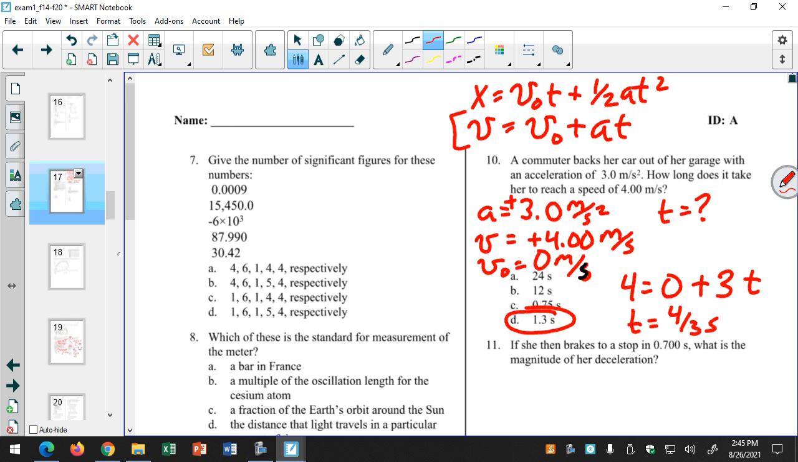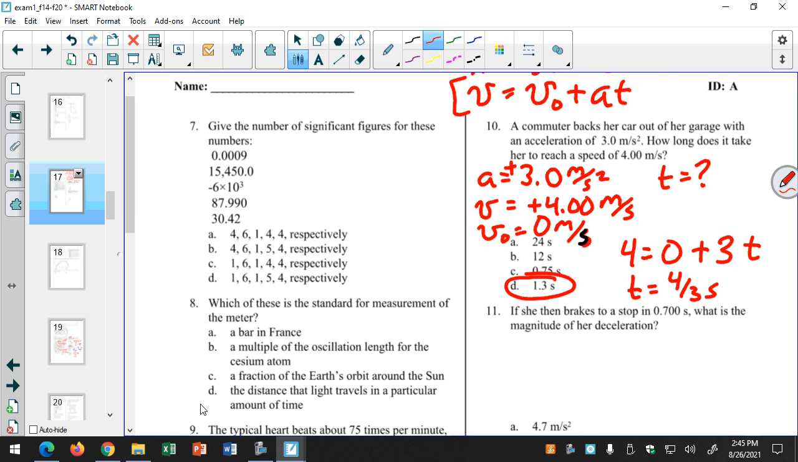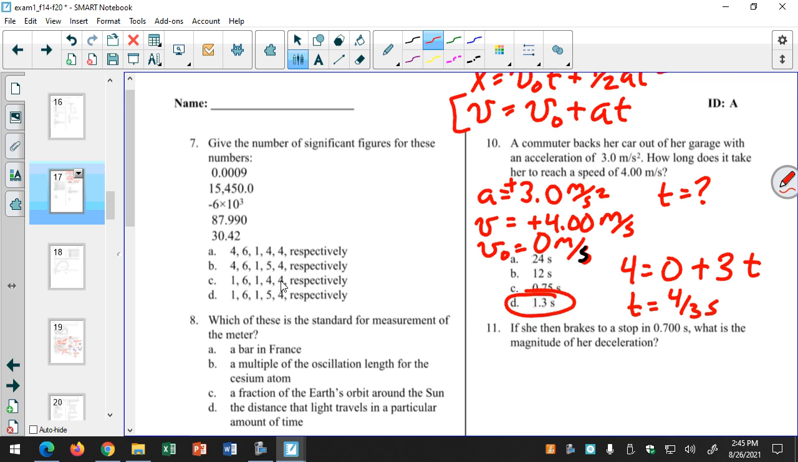Now, in the next problem, it says that she brakes to a stop in 0.7 seconds. So I'm going to write down everything that I know. That is that t is equal to 0.700 seconds. I want to know what is her initial velocity. I don't know her initial velocity, right? Oh no, actually I do. I know her initial velocity. It's 4 meters per second. That's this speed right here.